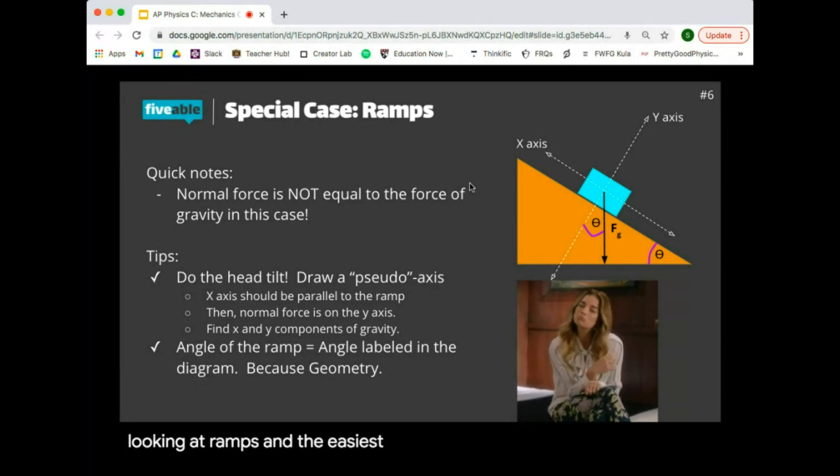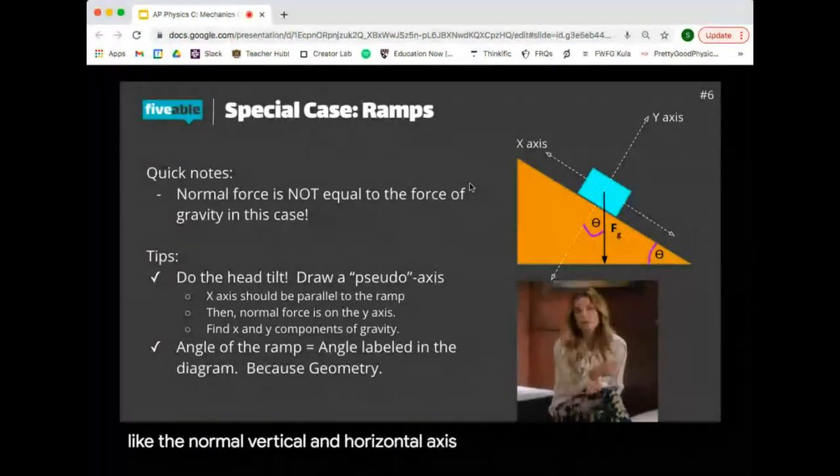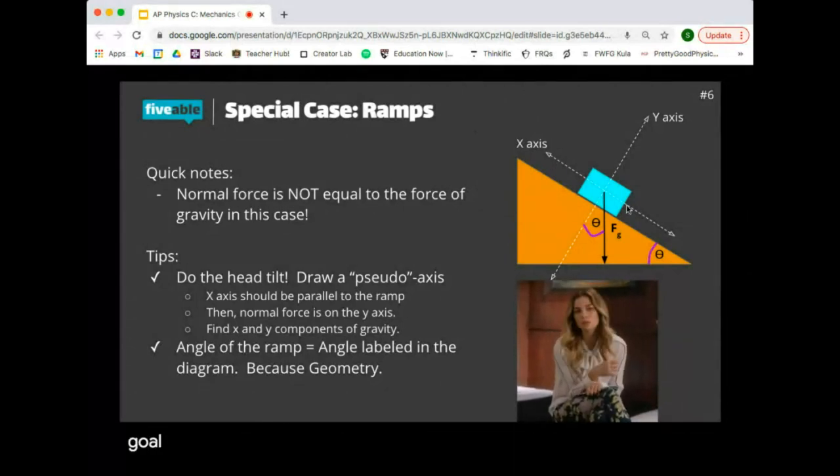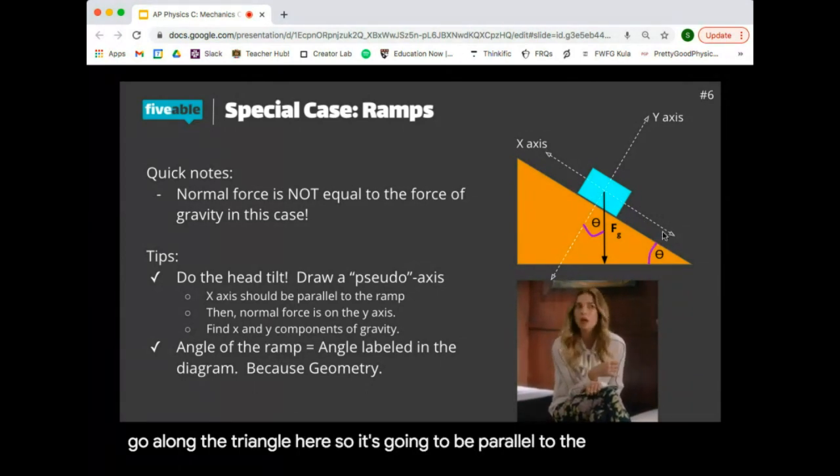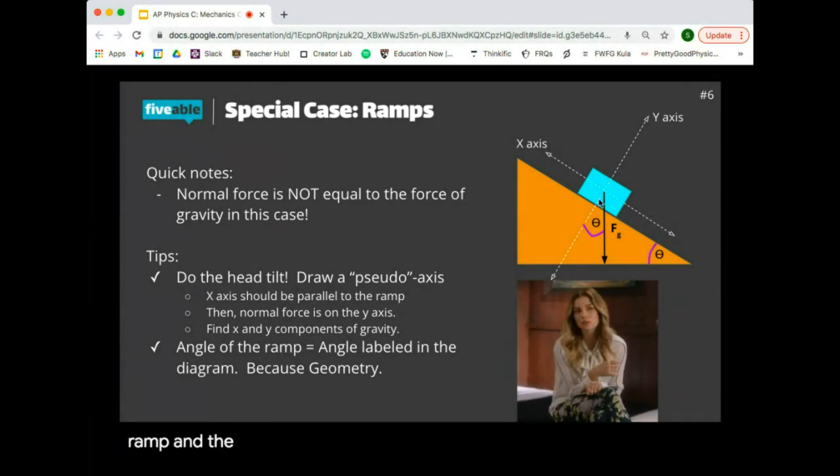The easiest way to deal with ramps is we do something called the head tilt. I don't know if anyone watches Schitt's Creek, but I love it. So Alexis is modeling the head tilt for you because you can't actually see me. All we need to do is change up our axes. Instead of the normal vertical and horizontal axis, we're going to make the x-axis go along the hypotenuse of the ramp triangle here. So it's going to be parallel to the surface of the ramp, and the y-axis is going to be perpendicular to that.